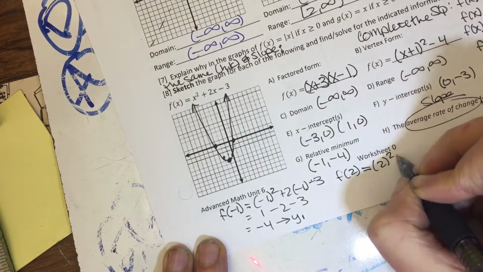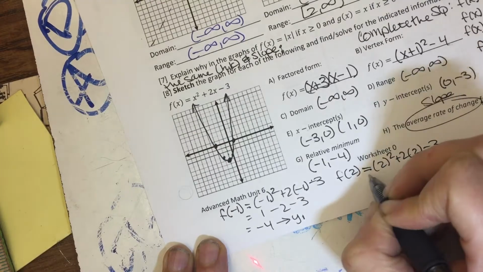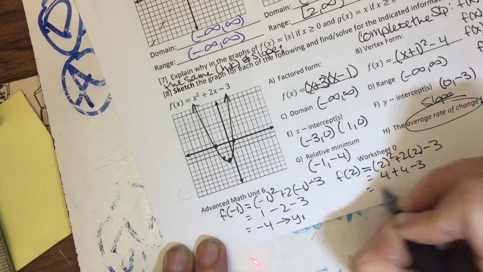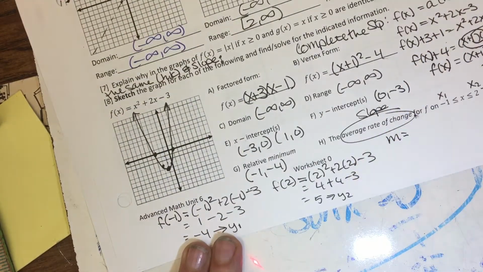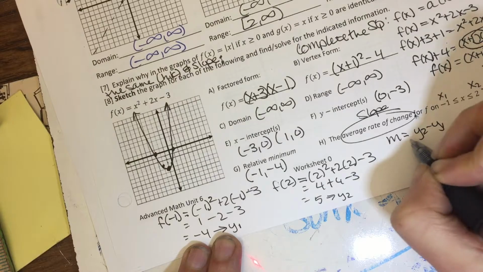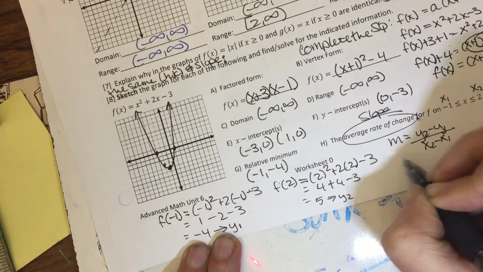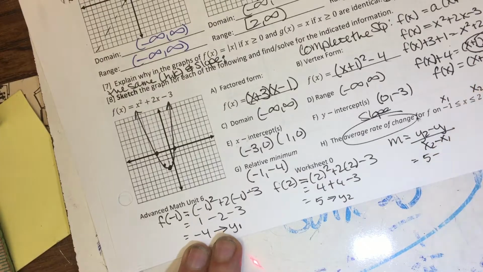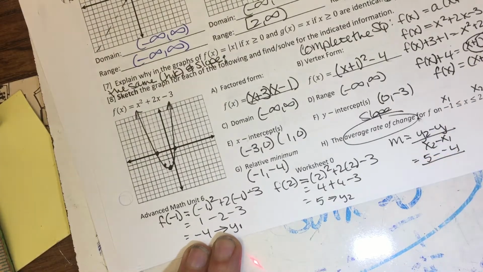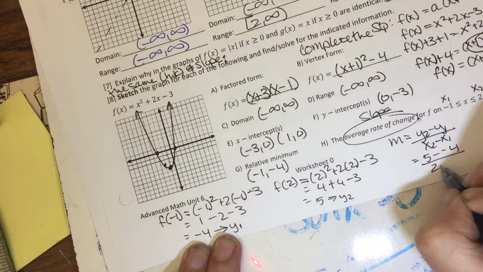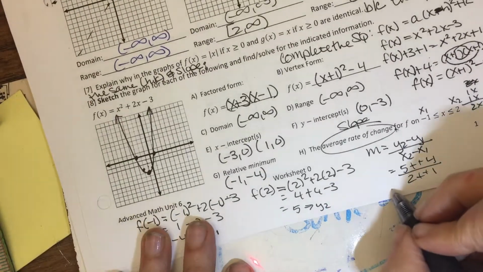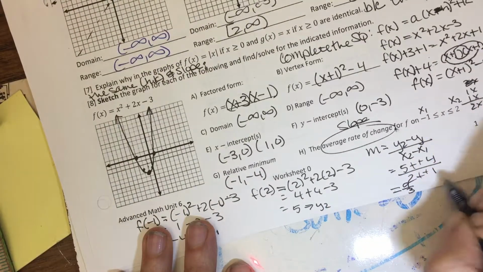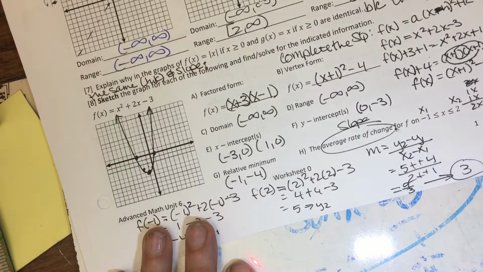And so that would be 2 squared plus 2 times 2 minus 3. That's 4 plus 4 minus 3, or 8 minus 3, which is 5, and that's my y2. Okay, so then my slope or rate of change comes from y2 minus y1 over x2 minus x1. y2 is 5, y1 is -4. x2 is 2, x1 is -1, and when I subtract negatives, I'm actually adding, so it's going to be 9 over 3, which is just a slope of 3.